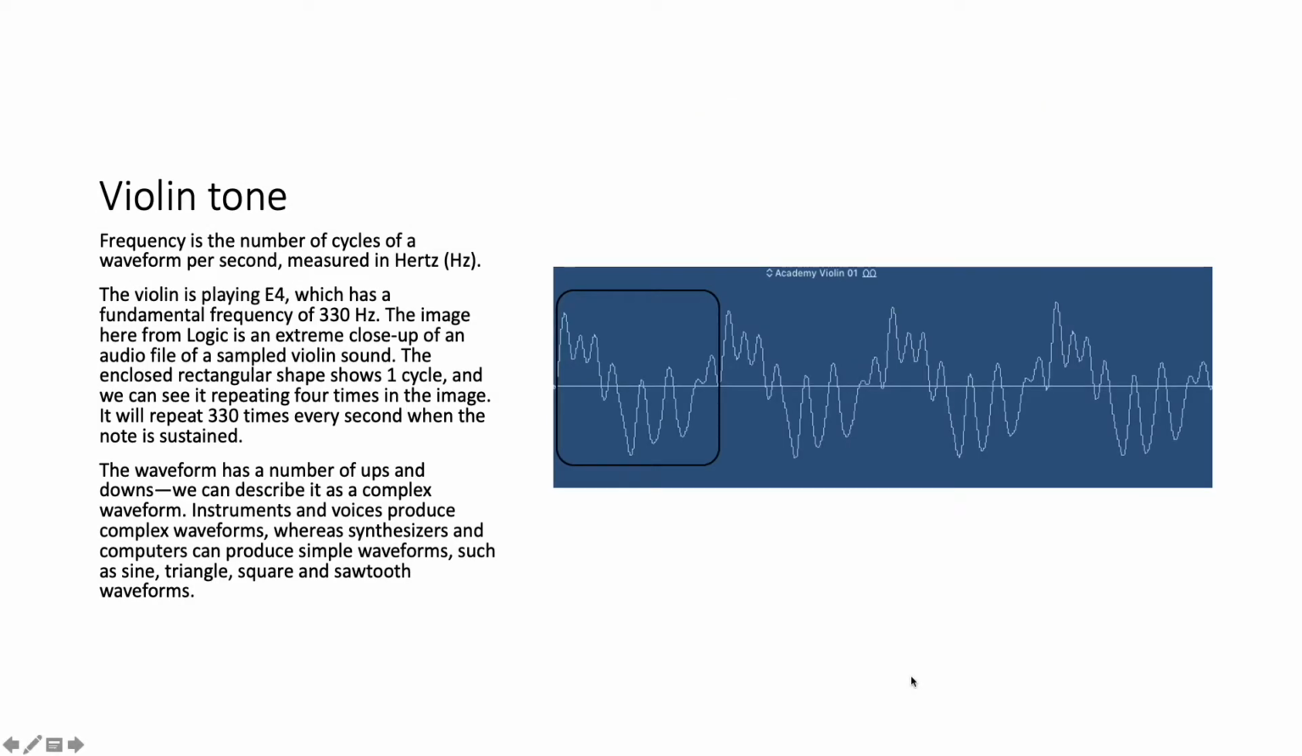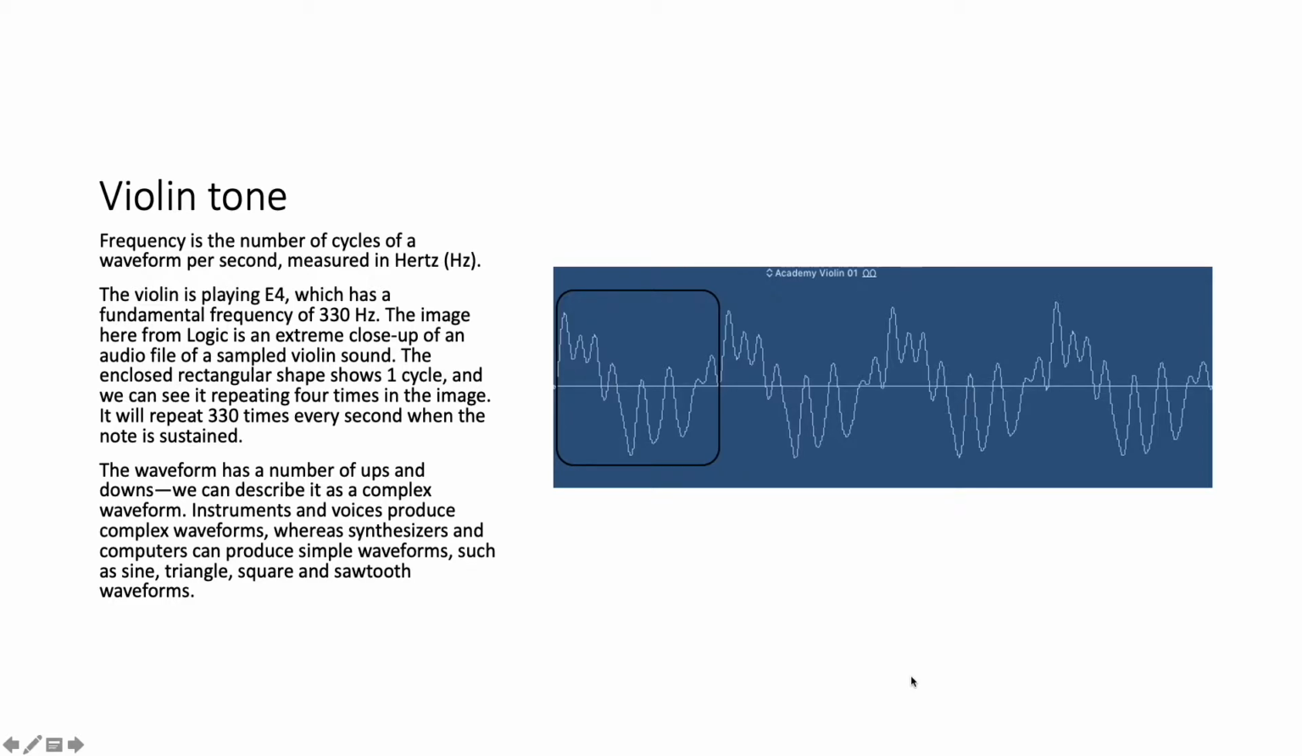When we listen to a violin tone, we hear a pitch, and the pitch is based on what's called the fundamental frequency. The fundamental frequency is the number of cycles of the waveform per second. So every musical instrument that plays pitches has a frequency of the fundamental. We're looking at a violin tone of E4, which has a fundamental frequency of 330 hertz.